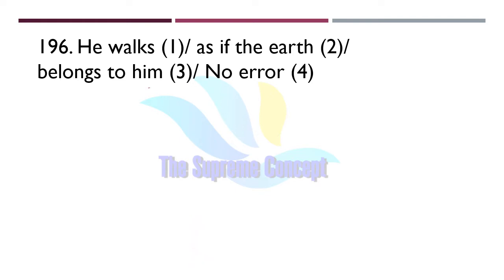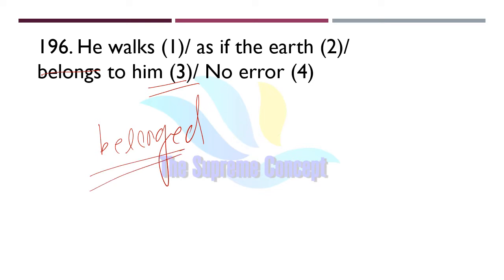Yes, absolutely, error lies in part number 3. So we will not use belongs here. Instead of belongs, we will use belonged, b-e-l-o-n-g-e-d. That is the past form of belong, because the use of as if indicates an imaginary situation or a situation that may not be true but is likely to be possible. So after as if, we always use past. So the verb should be in past tense. That is why we will use belonged.